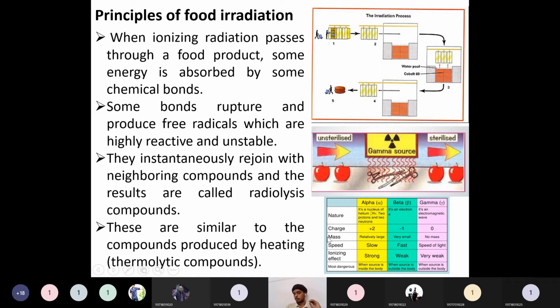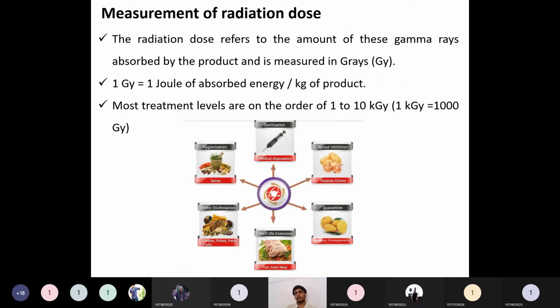Okay, there are only these two parameters. Depending on that, the gamma rays have been selected. One is the speed, and the next one is the ionizing effect. So this is the principle which is going to happen inside the irradiation process.